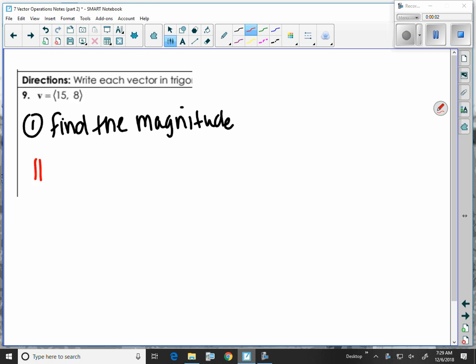So to find our magnitude of v, we would have the square root of (15 squared plus 8 squared). You put that in your calculator. See if you get a nice number. And you do. Okay, you should get 17. Now, if you didn't, we would have to talk about breaking down that square root.